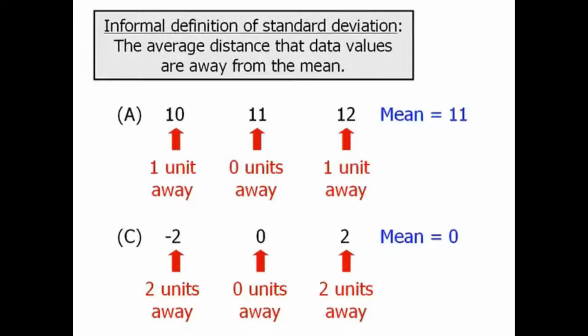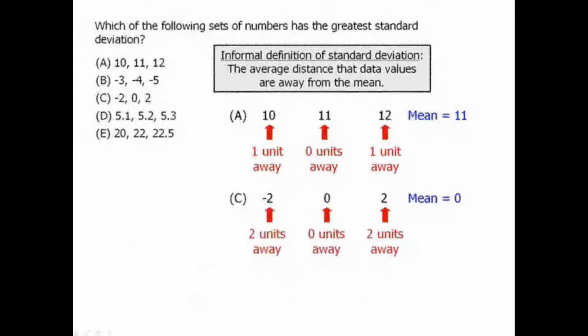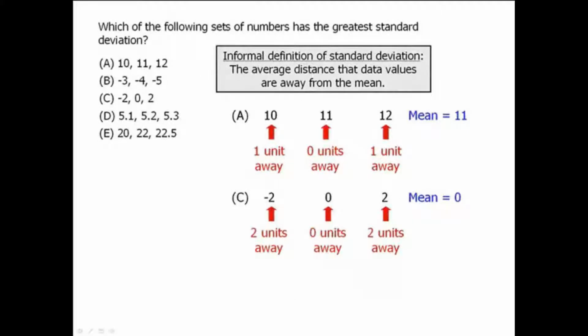As you can see, the numbers in set C on the average are further away from the mean than the numbers in set A. If we were to compare all 5 sets in this manner, we would see that set C has the greatest standard deviation. So this is our answer.